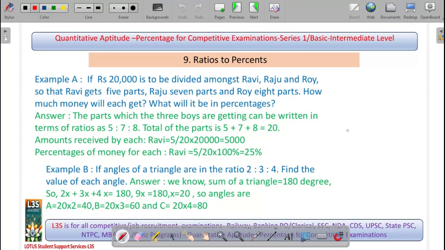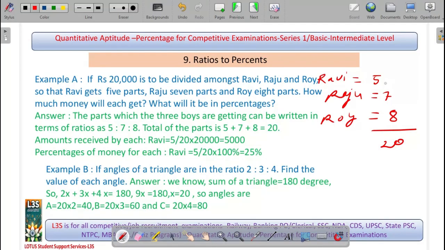This way we have to do. So let's see example A. If 20,000 is to be divided among Robi, Raju and Roy, so that Robi gets 5 parts, Raju gets 7 parts, and Roy gets 8 parts. So the total is 20 parts. So what will be in percentage? How much money will each get? So Robi will get 5 by 20%.